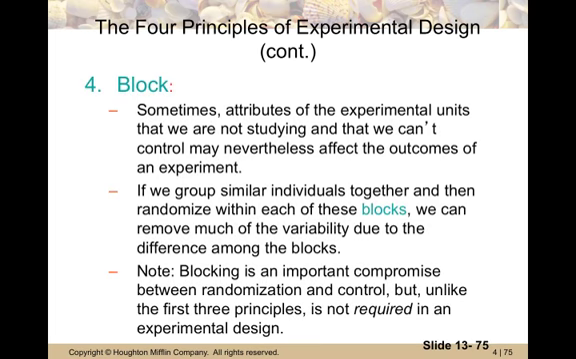The fourth principle is blocking. Sometimes attributes of the experimental units that we're not studying and that can't be controlled may nevertheless affect the outcomes of an experiment. Like if you think gender really plays a role in the outcomes, you might block according to gender. If we group similar individuals together and then randomize within each of these blocks, we can remove much of the variability due to the difference in the blocks. Note that blocking is an important compromise between randomization and control, but unlike the first 3 principles, it is not required in an experimental design.